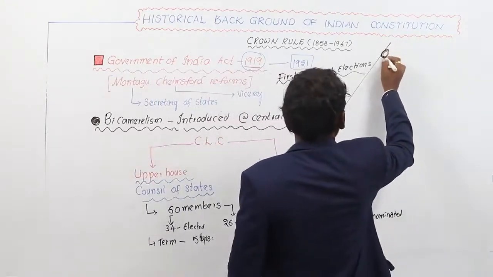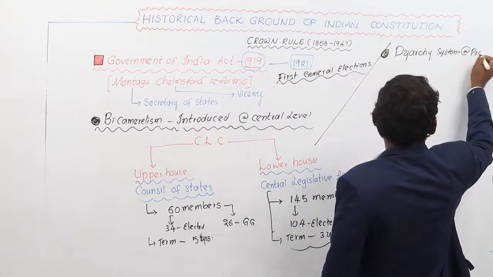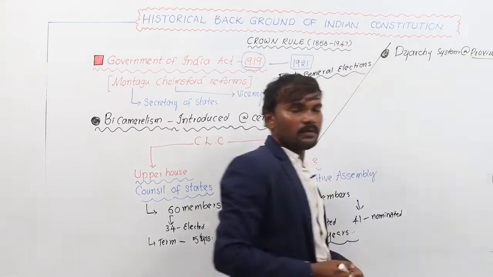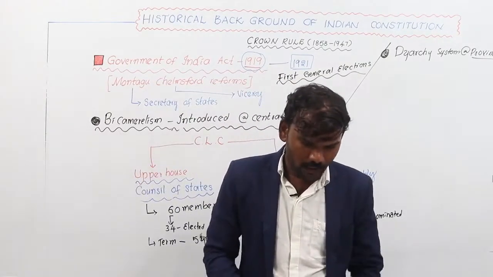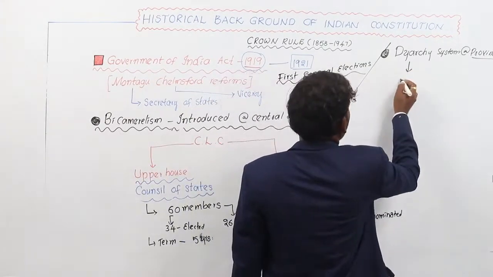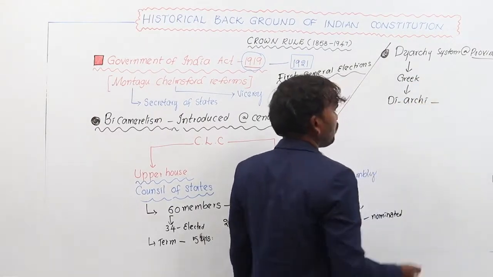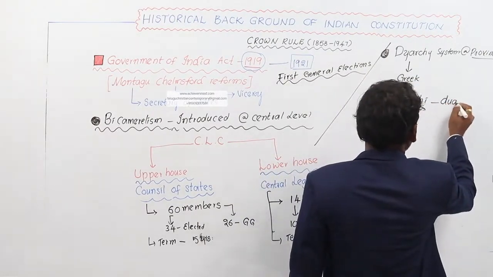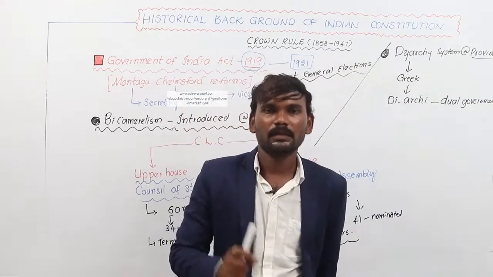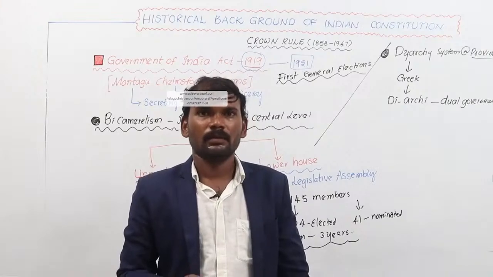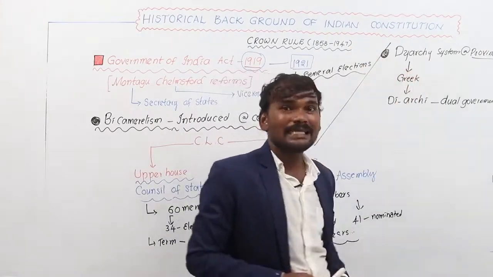Coming to the next one, it introduced a diarchy system at provincial level. Province is nothing but state. Diarchy is a Greek term, meaning dual government. Di means two, double. So this 1919 Act introduced a dual government system at state level, at provincial level.